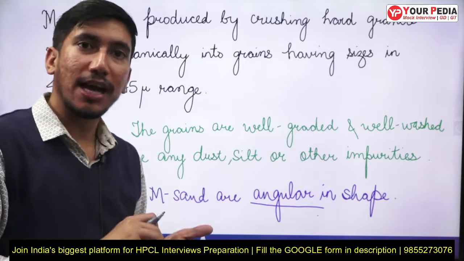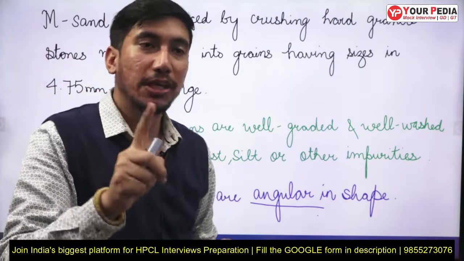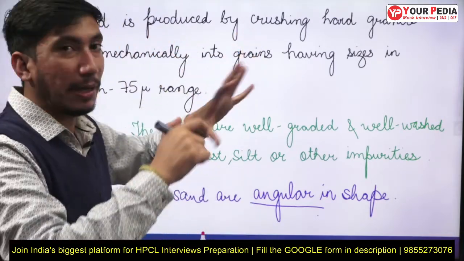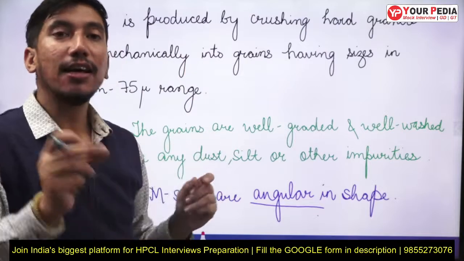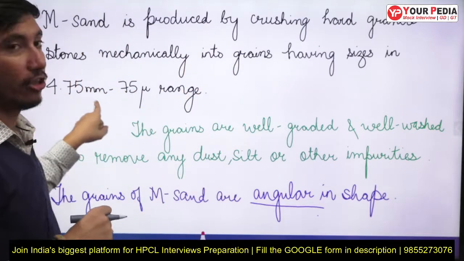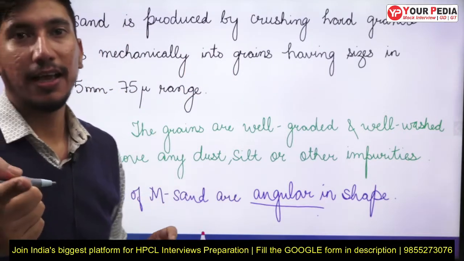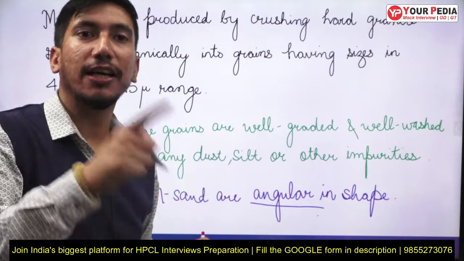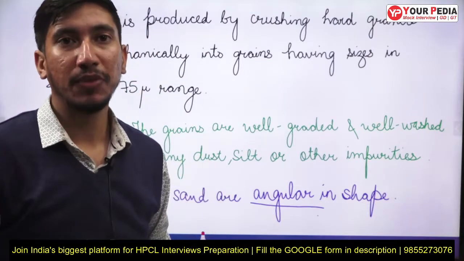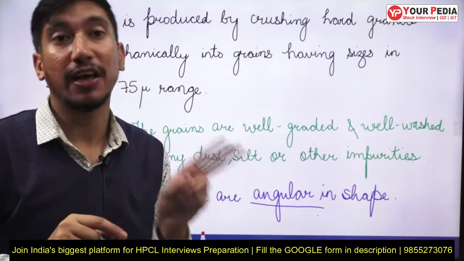So why is M sand called sand? Because it is formed by crushing, by breaking these stones, and the sizes are within this particular range. That's why it is called sand. And since it is produced artificially, it's called manufactured sand. That's the reason why it is called manufactured sand.